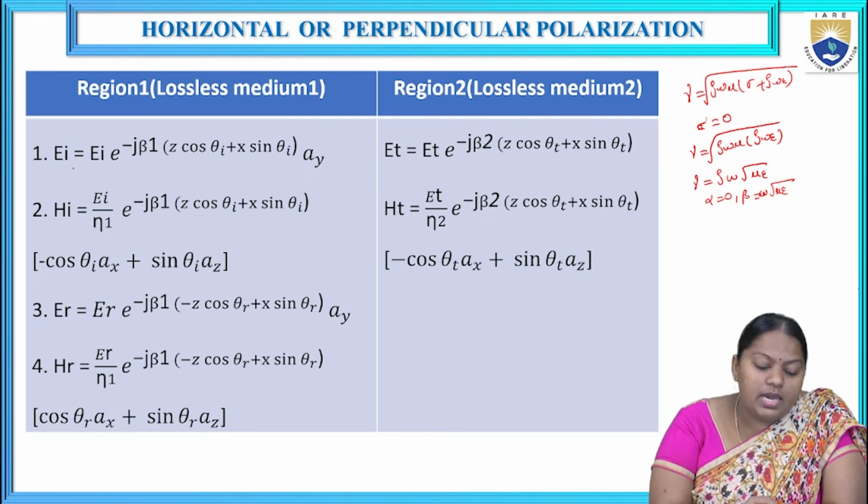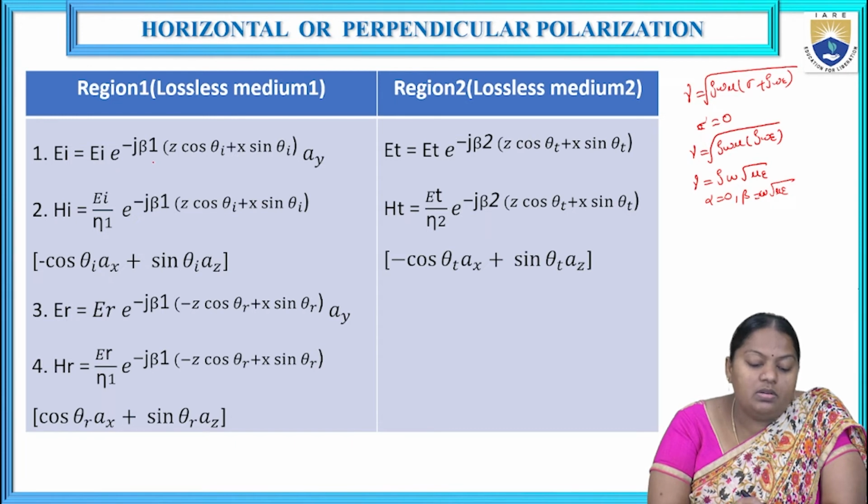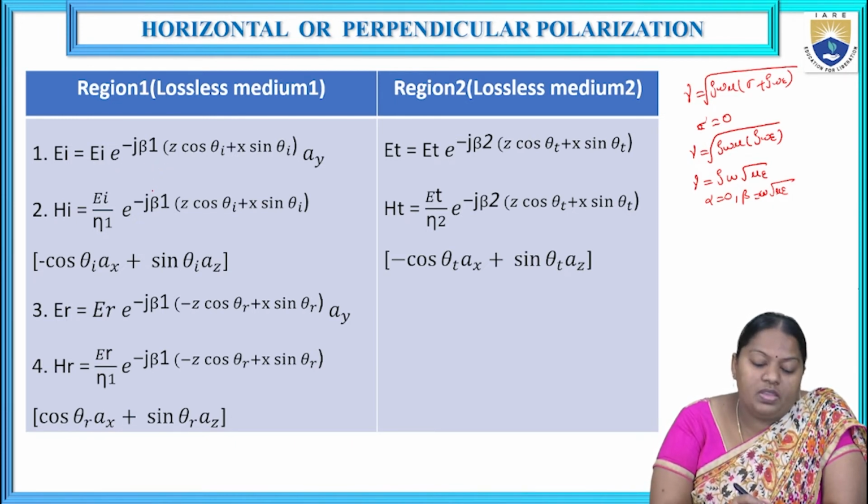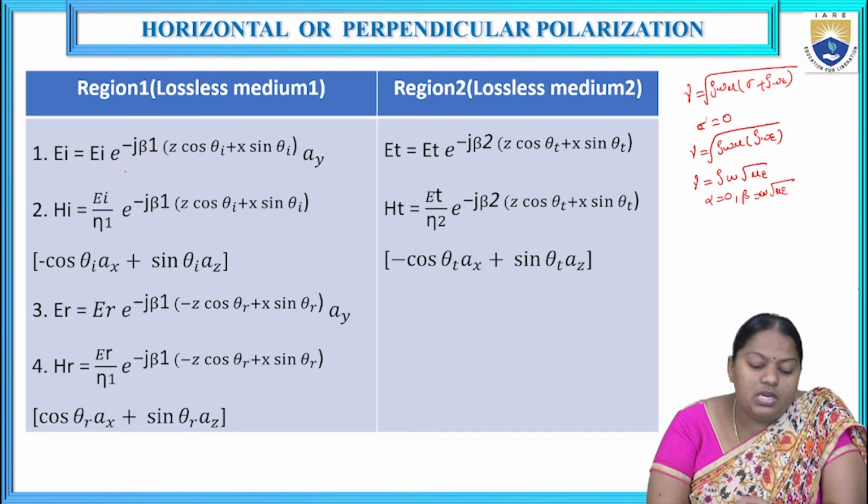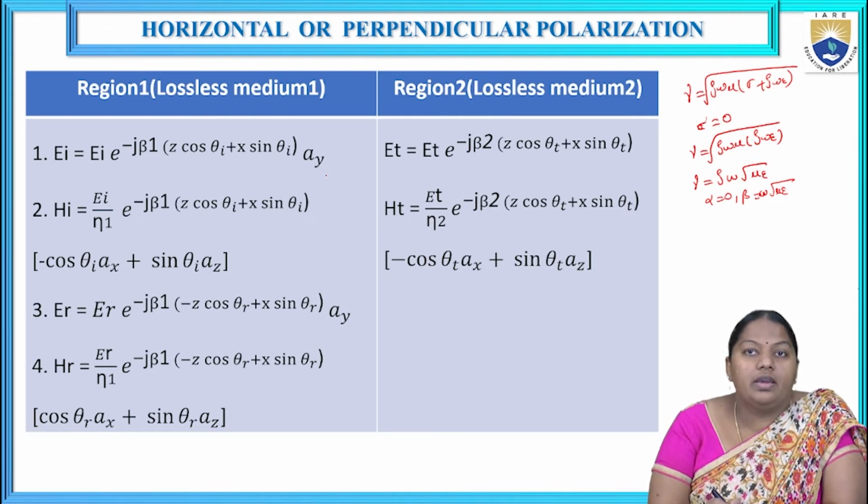So for that, EI equal to EI into e power, previously what we have written, for lossy media there exists alpha. For lossless there is no alpha. That's why gamma 1 is replaced by j beta 1 and gamma 2 by j beta 2. So EI equal to EI into e power minus j beta 1 (z cos theta I plus x sin theta I) AI. Similarly for HI, then ER and HR.